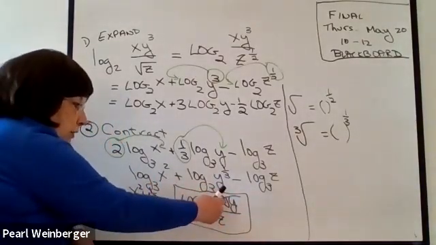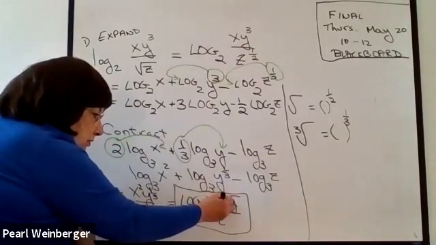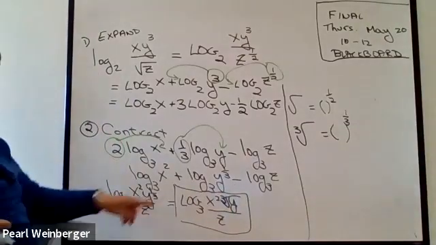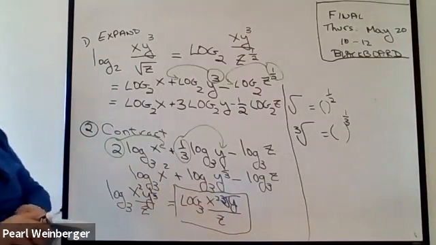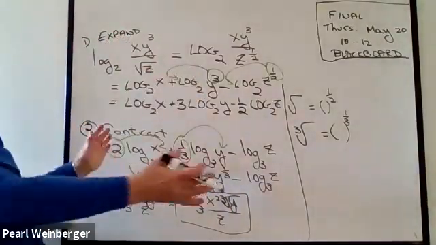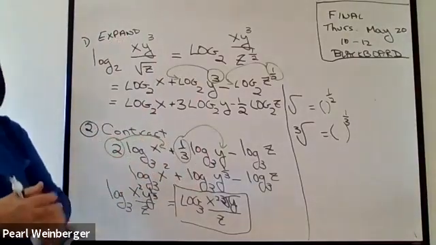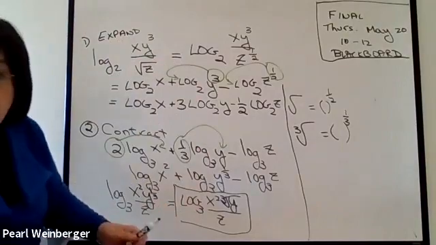Remember, this 3 here is the index. It's inside that little check mark. X squared times cube root of y divided by z. So here's how we expand, here's how we contract. Just working these steps backward to go back to this.